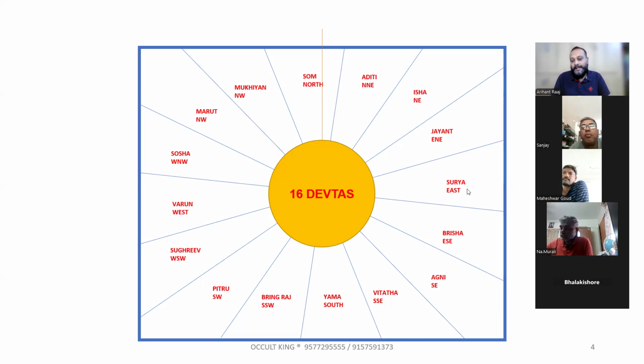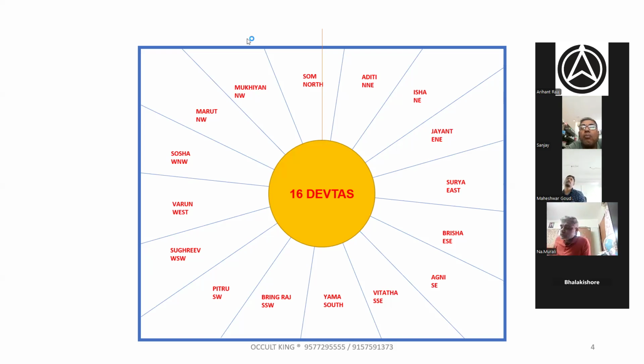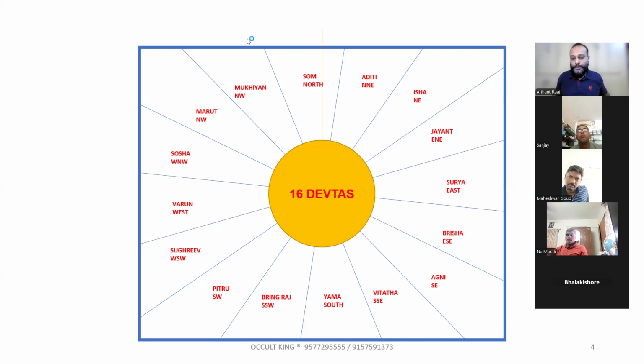And then there is another Devata called Surya. This Surya Devata is responsible for all your social connections, business expansions, and all the works pertaining to the government. Government and government related payments, whatever you are supposed to get, this will help in bringing those things. So this is another Devata.